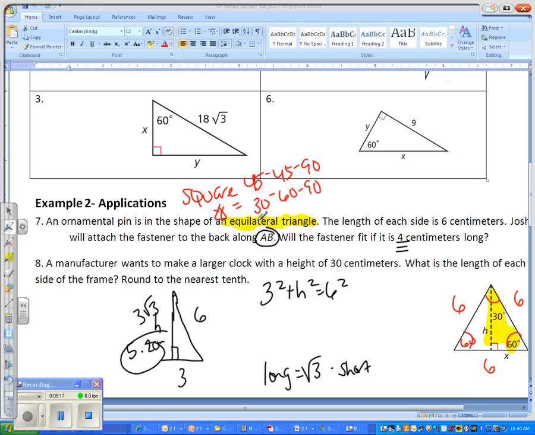Okay, so Josh will attach the fastener. Will the fastener fit if it is 4 centimeters long? Well, the 4 centimeters long is going to be way too short. It's going to be right here. So I'm going to say no, the fastener will not fit. I guess we don't want our ornamental pin to fall off. So the important thing that you get is that the length is going to be 5.2, the length of the long leg. Ta-da! Okay, we're going to talk about these way more, because I know 30, 60, 90 triangles and 45, 45, 90 are just so special and also a little confusing sometimes.